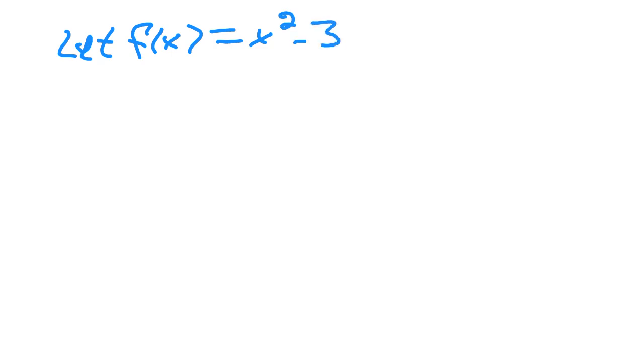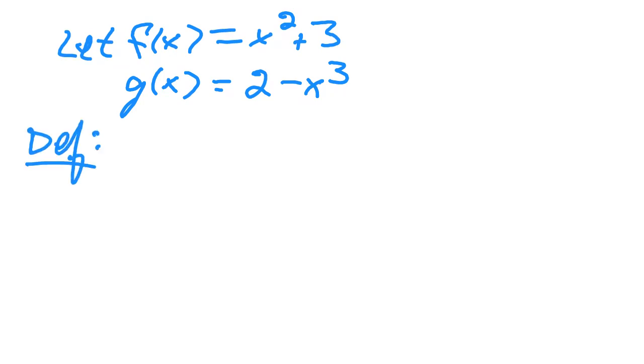But let's let f of x equal x squared minus 3 and let g of x equal 2 minus x cubed. Okay, so let's do something, actually let's do x squared plus 3. So I'll do something a little bit different than what I've got in the notes. But anyway, so we have definitions. So definitions, this is the way it has to be because we define it to be that way.